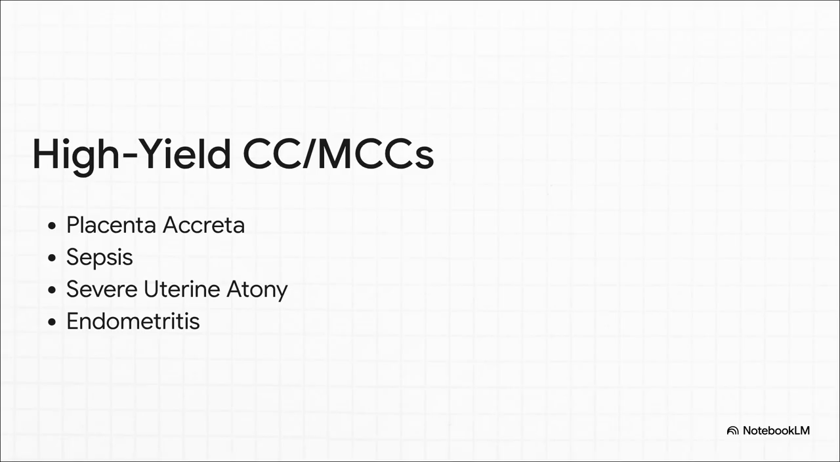But PCS precision is only half the battle. It goes hand in hand with diagnosis precision. Capturing those high-yield secondary diagnoses, like placenta accreta, severe uterine atony, or an amniotic fluid embolism, totally alters the clinical severity profile. Remember our golden rule here. If a condition like sepsis is present on admission and is the main driver of that admission, it can fundamentally rewrite the entire DRG grouping.